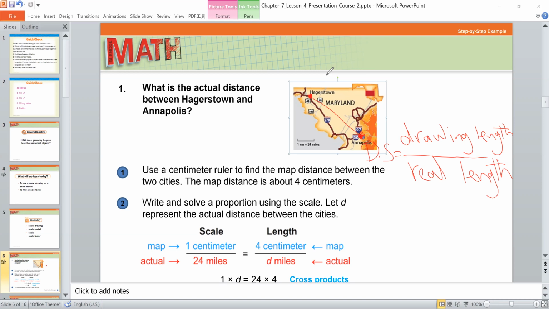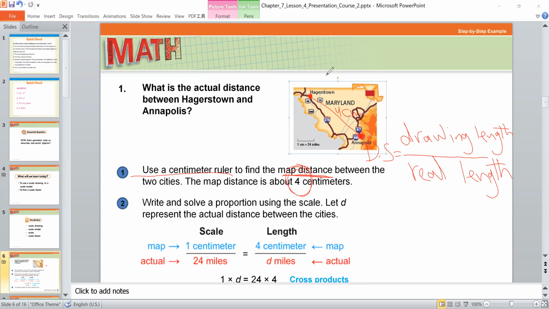After that, I will measure the length of this line by the ruler. Use the centimeter ruler to find the distance on the map. I find this distance equal to 4 centimeters. Again, I put a point in Hagerstown and a point in Annapolis, join them by the ruler and find the length. It is 4 centimeters.